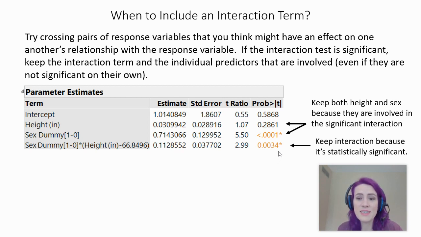If you find that it's statistically significant, then you should keep it in the model. It's a significant predictor. If you keep it, keep the individual predictors as well, even if they don't seem to be significant on their own. So here's a good example. The interaction was significant, so we know we want to keep that in our model. Well, it's the product of x1 and x2, so we should keep those as well, even though the height looks like it's not particularly important here. But we know that it is, because when we fold it into the interaction, it is important. So we'll keep both.